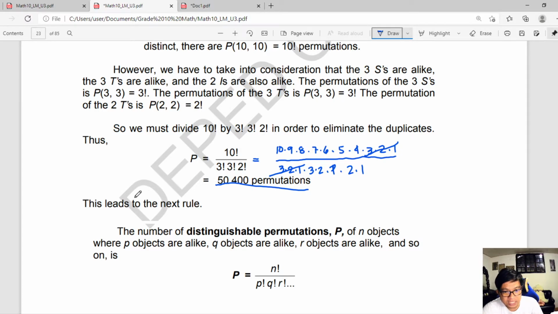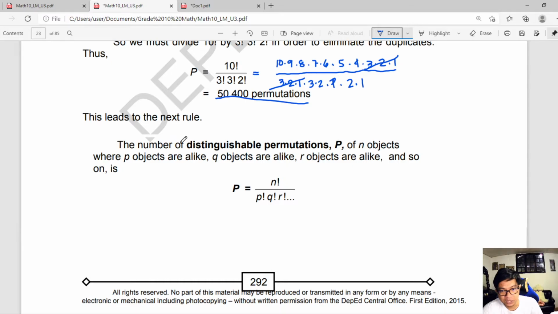So this leads to the new rule. Ito yung ginagamit natin pag may mga objects na identical or duplicate. Pareho. No? We cannot distinguish saan dito si letter E, saan dito sa letter S, and so on. So the number of distinguishable permutations P of n objects where p objects are alike, q objects are alike, and r objects are alike, and so on is this one. Ito yung formula na gagamitin natin.